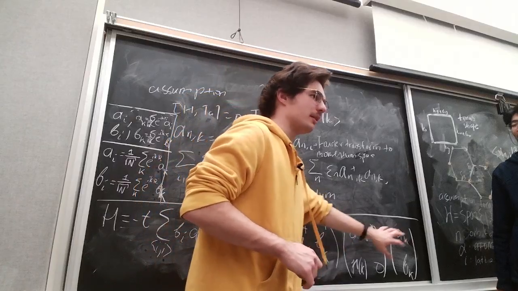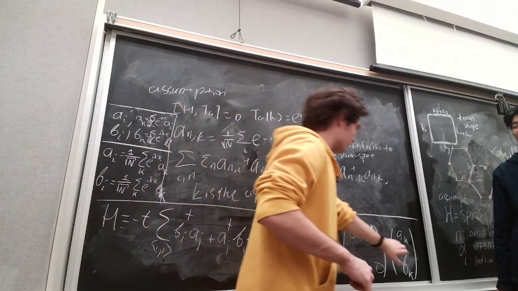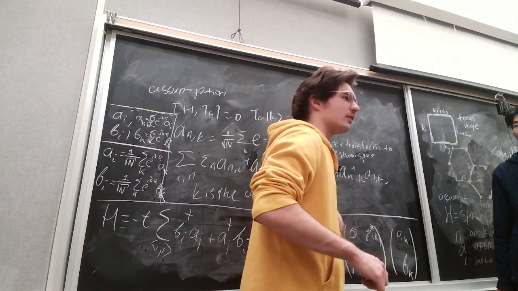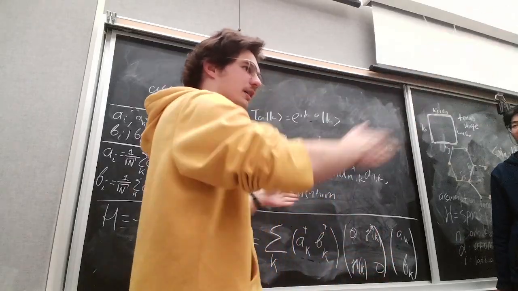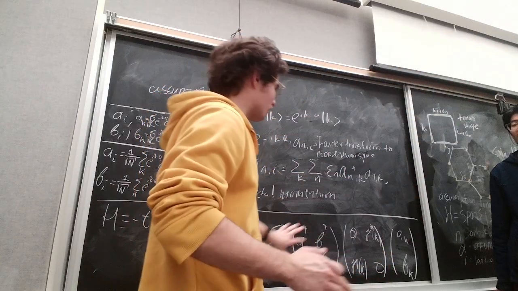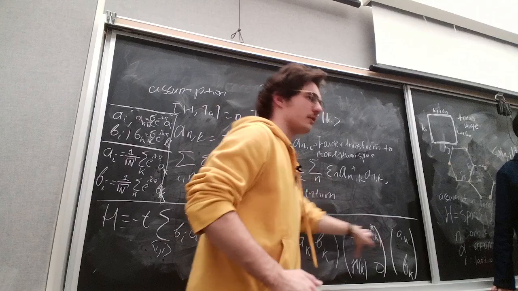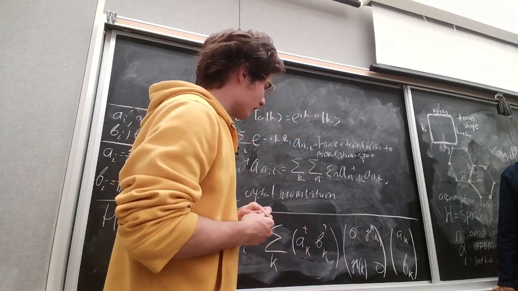So what does this mean? This is a row vector, this is a column vector. If I just multiply this out, this is just going to be some expression that I get. This is just a more convenient way to write it down. Do you agree? Okay, very good.